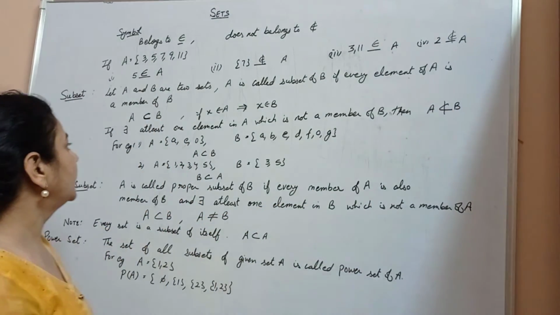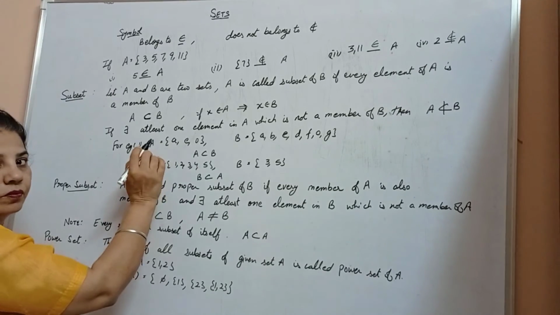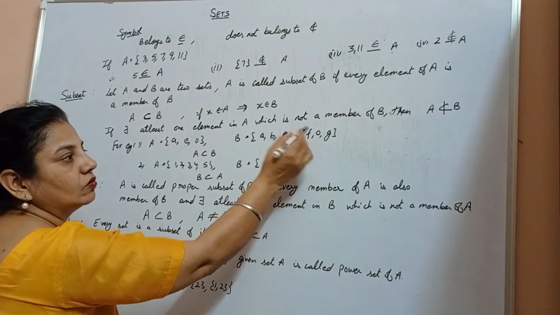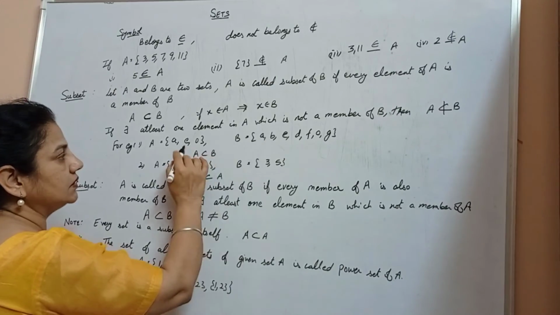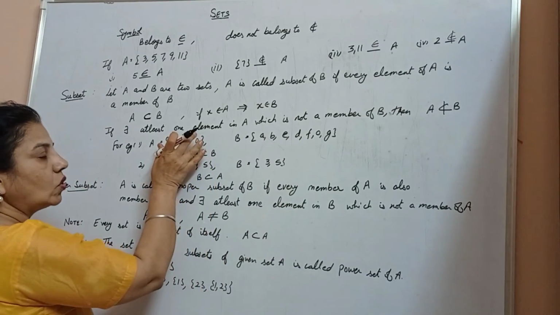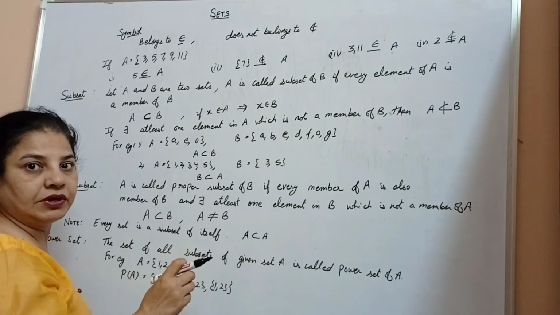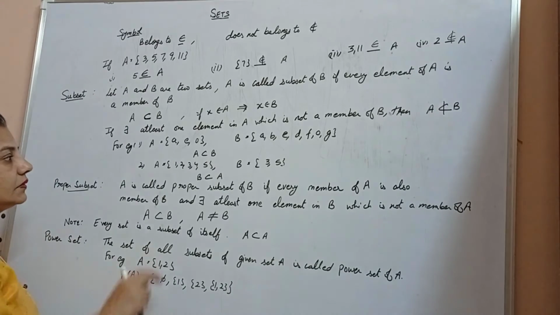For example, here set A has the elements A, E, O, and set B has A, B, E, D, F, O, G. A is there, E is there, O is there. So all the elements of A are in set B. So we say that A is a subset of B.